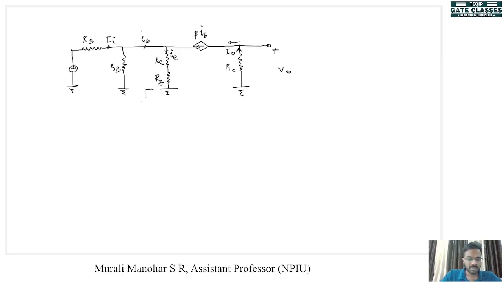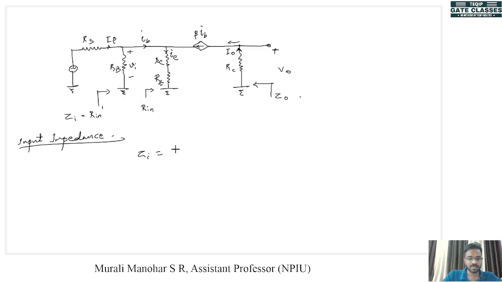Alright, now this is Rin and this is Rin dash. Here we have Vi. Now Rin dash is nothing but the input impedance Zi. Here we have Ii. Alright, also when you look here from the output side, you can see Zout. Now we can find out the parameters. So the first parameter is input impedance, which is Zi, which is given by Vi divided by Ii. In order to find out Zi, we will first find out Rin.